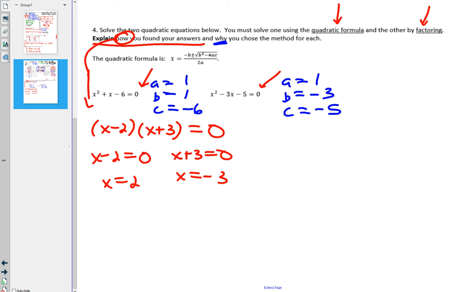So why did I choose factoring for this one? You have to know what you're saying. Because that was the only one that I could use factoring for. Yeah, I know, but that's not saying much. You are right, this is the only one you could use factoring for, but that doesn't tell me why. I actually already told you why, but can you repeat what I said?